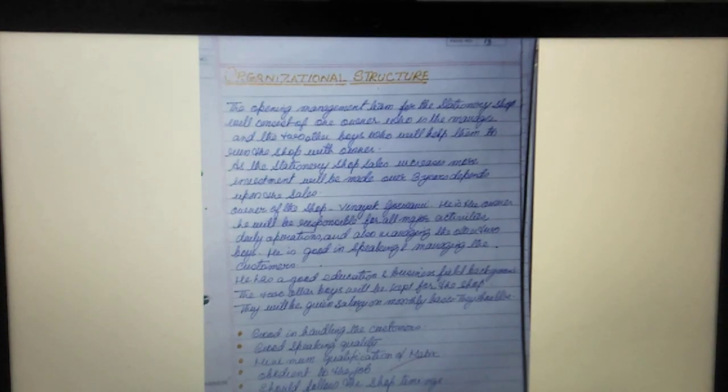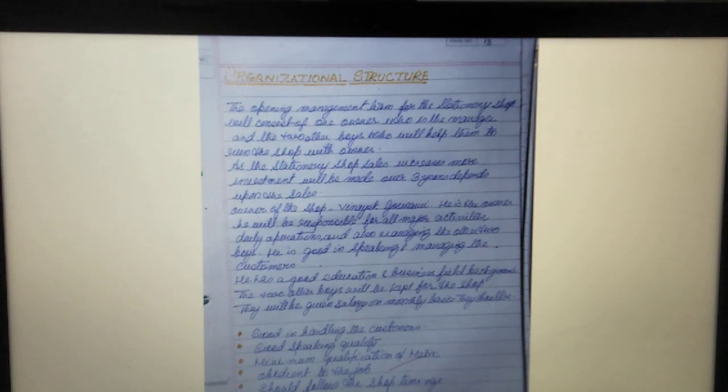Then comes the organizational structure. Now this organizational structure highlights who will be the owner, and how the work will be done. Okay, so this is the entire thing that is discussed here, that is, how the organization will run. As you are the owner of the shop, how you will be running the shop, what the organizational structure is, who will be the CEO, or who will be the finance manager, the marketing manager. These you can mention here.